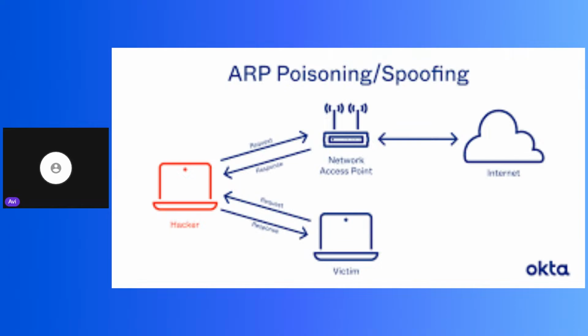Instead, what's happening here is that you are connecting to someone who is not a router but has fooled you that they are a router. How can he fool you? The router has an IP address. Usually it's 192.168.0.1 or 1.1, right?